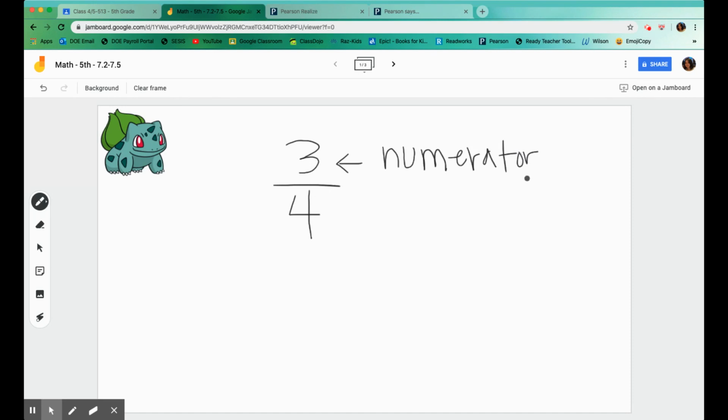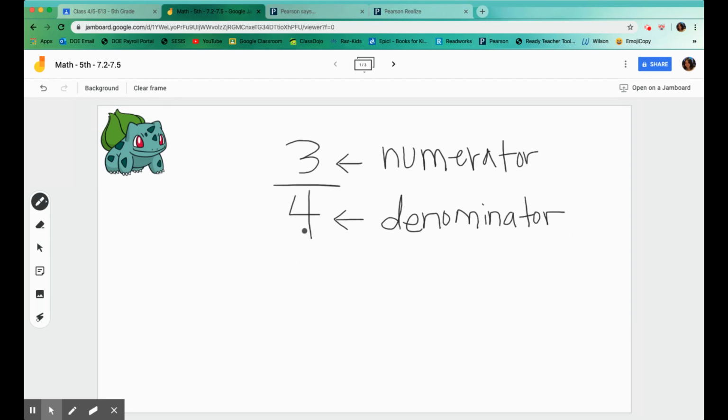The numerator tells us the number of parts of a whole, or the numbers that are being counted or that we have. The number on the bottom is called a denominator. A denominator is the total number of parts in a whole. So again, the numerator is the number of parts that are being counted, and the denominator is the total number of parts in a whole.